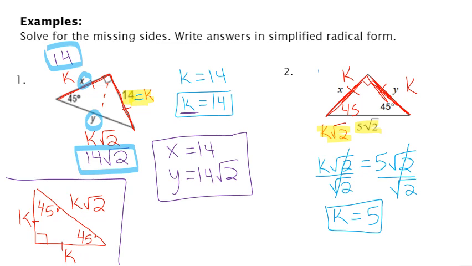So now wherever I see a k, I'm going to put a 5. I don't have to put it back into this one because I already knew this was 5 radical 2. So I don't have to do that. I know that we have a 5 and a 5 here. So those would be my solutions. So I have that x is equal to 5 and y is equal to 5.